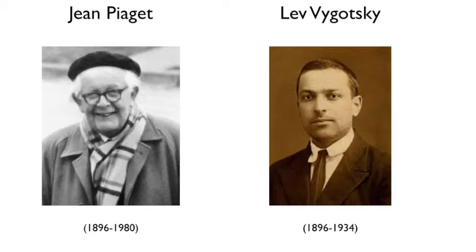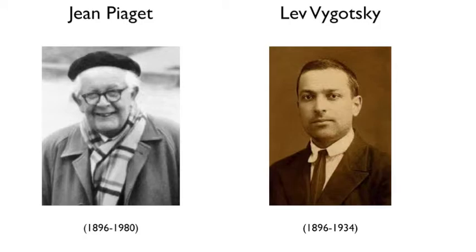We need to situate this a little bit in historical context. Although they were born in the same year, 1896, they were born in different places, and Vygotsky unfortunately died young. He died before he hit age 40. He died in 1934, but he was a Russian. And so he experienced the Russian Revolution and the birth of communism in the Soviet Union, a strongly collective society, that greatly influenced his work.